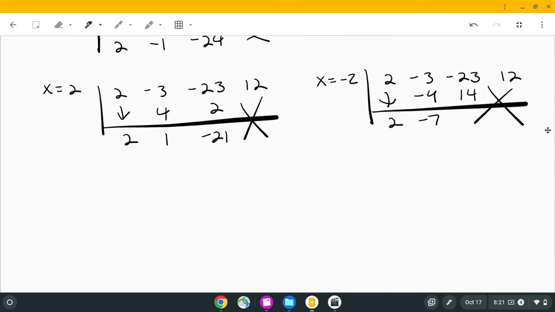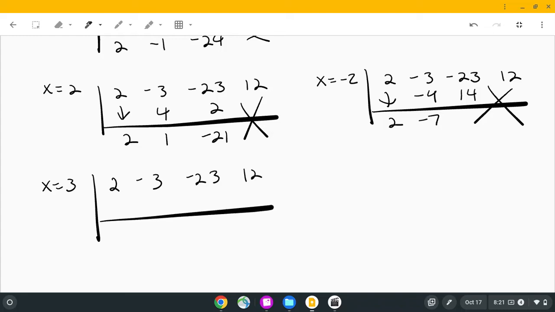All right, let's try 3. 2, -3, -23, 12. Bring down the 2. 2 times 3 is 6. 6 minus 3 is 3. 3 times 3 is 9. And then here we get -14. And that doesn't work. Okay, let's try -3.